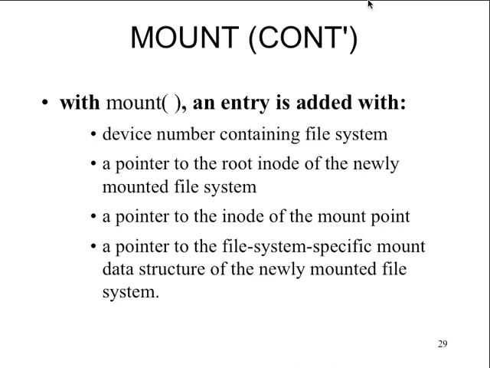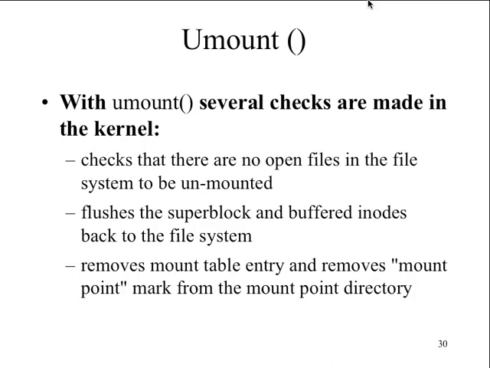A pointer to the root inode of the newly mounted system is established and made an entry into this table. The pointer to the inode of the mount point. So we have the mount point, the root inode, and the pointer to the file system, that is the specific mount data structure for the newly mounted file system. So we have all of these pointers that we keep track of in a table, and the kernel knows exactly where everything is.